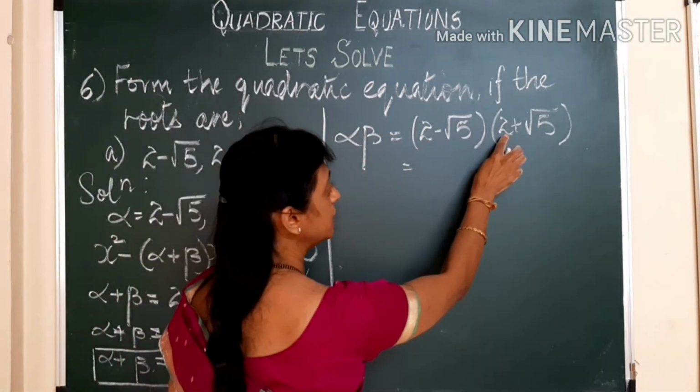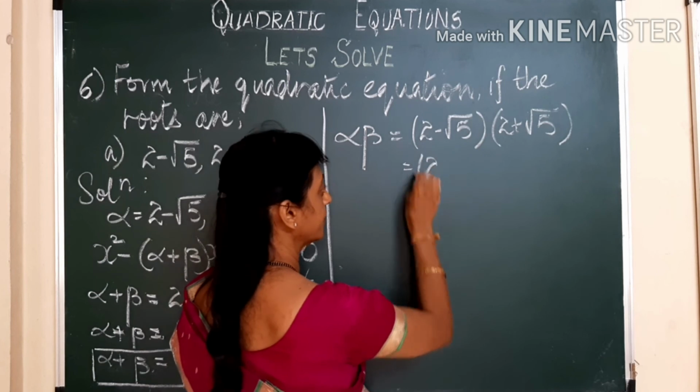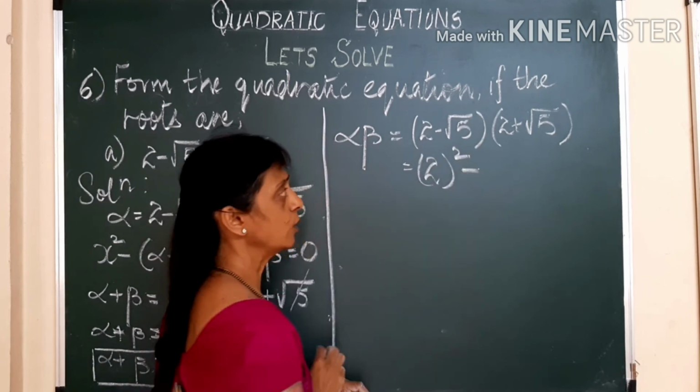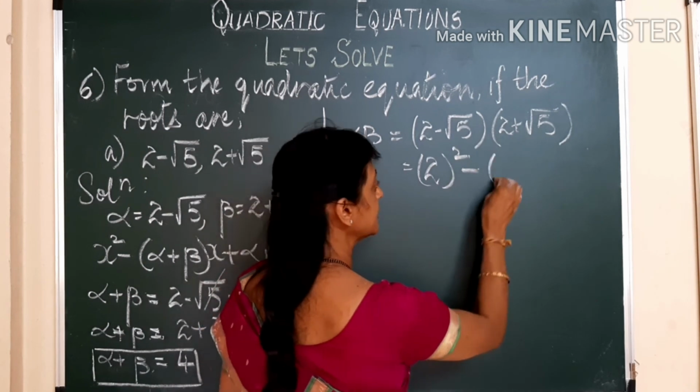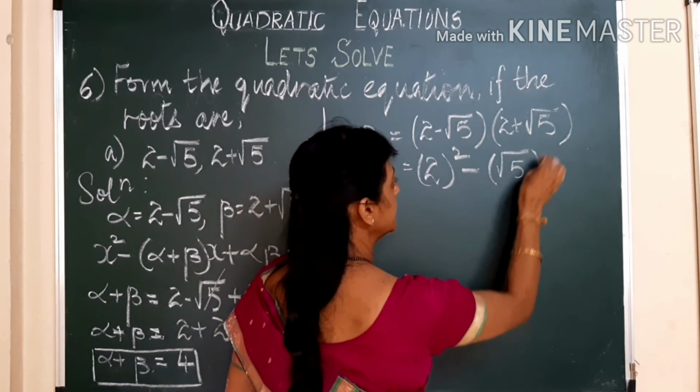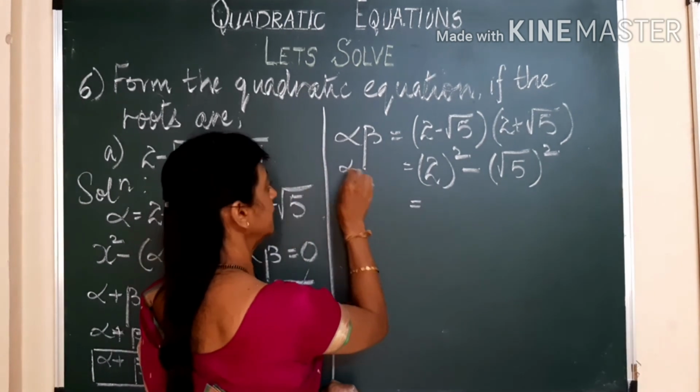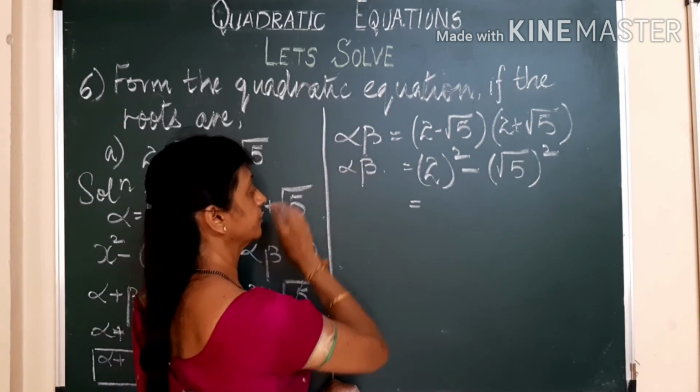What is your A over here? 2. So, A squared minus, what is your B over here? Root 5. So, A squared minus B squared. Let's solve it further.